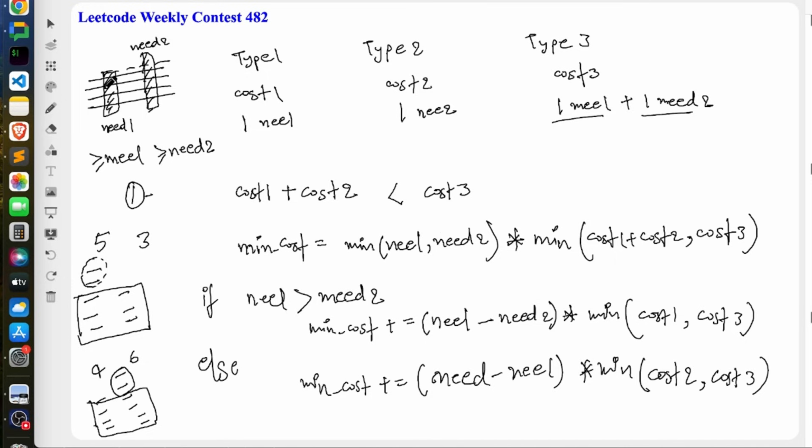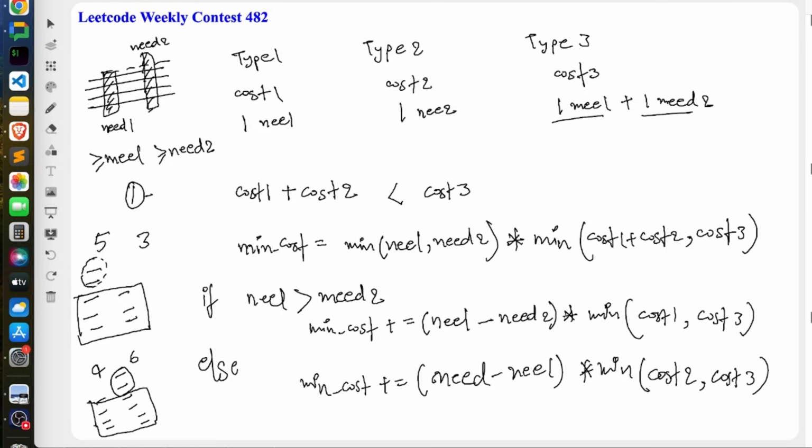So for the common values I fulfill with either cost 1 plus cost 2 or cost 3, whichever is minimum. For the remaining ones I can fulfill with the corresponding type or type 3. So if need 1 is more I can fulfill with cost 1 or cost 3, or if need 2 is more I can fulfill with cost 2 or cost 3. So yeah, that's all about the second problem.